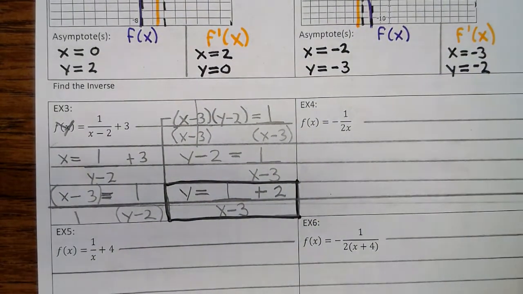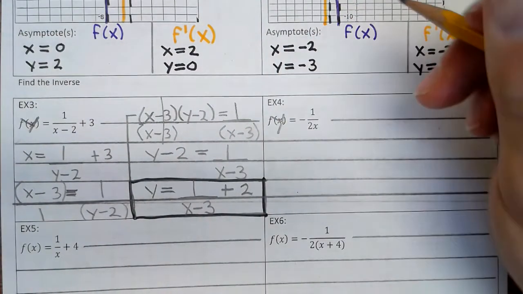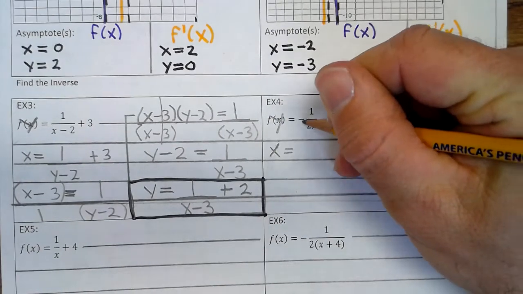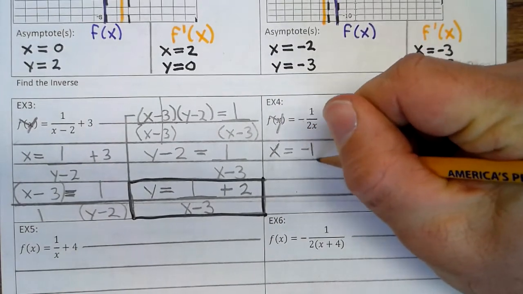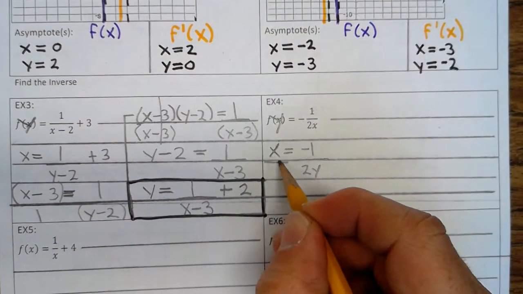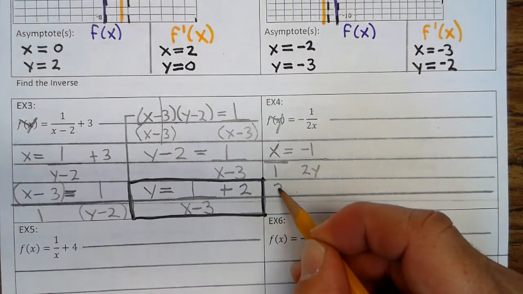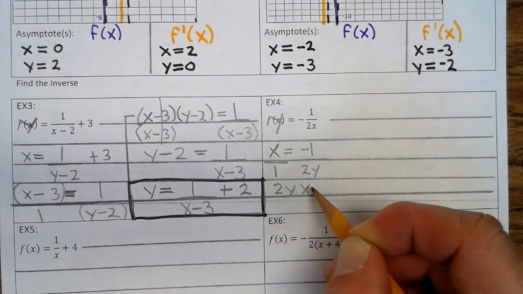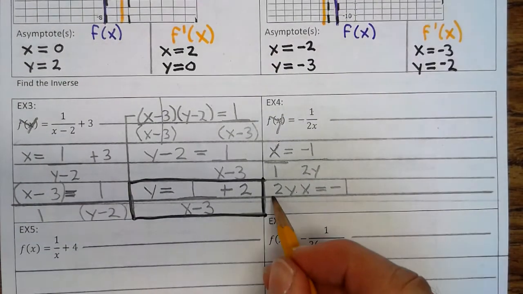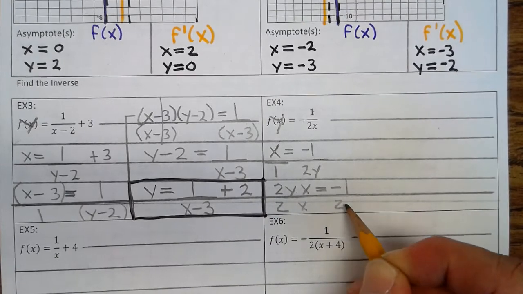All right, so now let's look at example 4. Our example 4, again, f of x to y, and then we switch x and y. So x equals, I'm going to put the negative in front of the 1, so -1 divided by 2y. Once again, I'm going to divide the left side by 1 and cross multiply. So I get 2yx equals -1. At this point, I'm going to divide both sides by 2x.